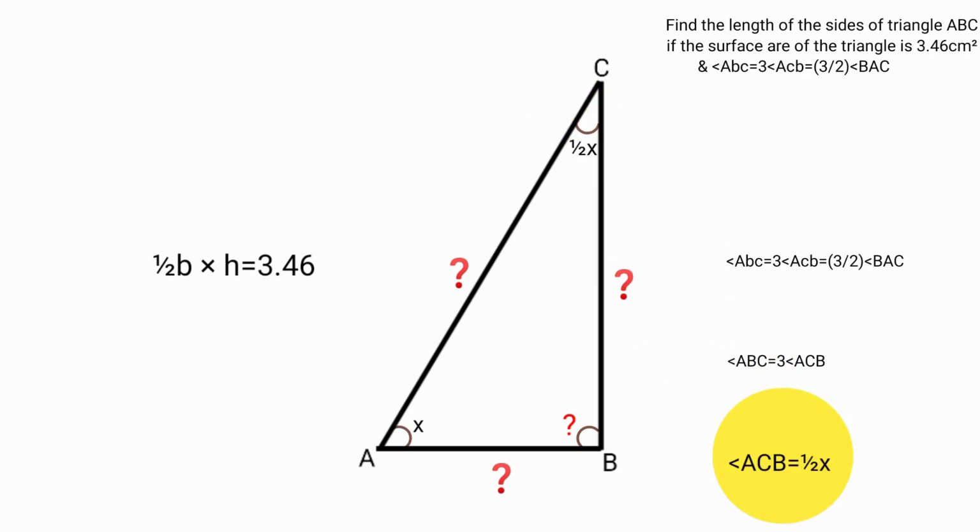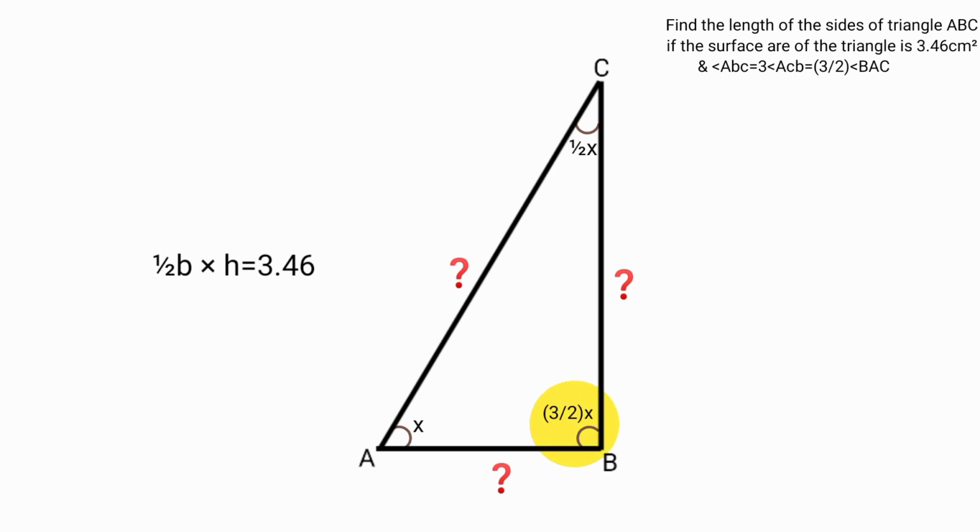And since angle ACB equals 1/2 X, we can substitute it here: angle ABC equals 3 times 1/2 X. 3 times 1/2 X is 3/2 X. So angle ABC equals 3/2 X.